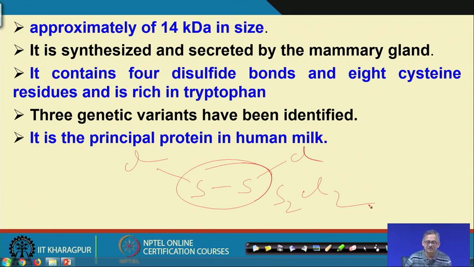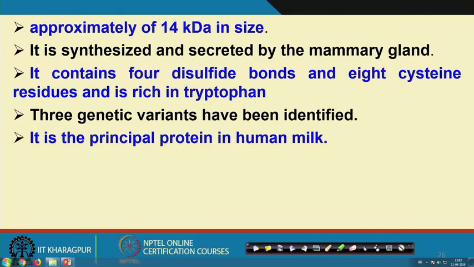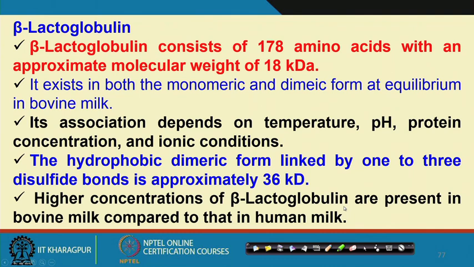is rich in tryptophan. 3 genetic variants have been identified for this α-Lactalbumin, and it is the principal protein in human milk. So, this is the principal protein in human milk, right. Because it is easily digestible, and that is why nature has provided it like that. So, you studied the uniqueness of nature in some other class also, right.